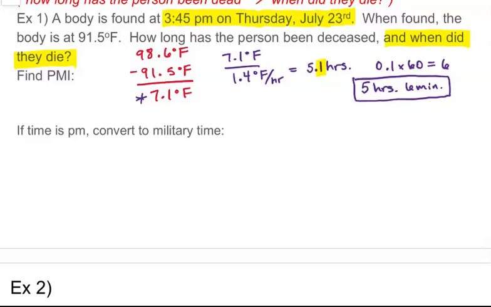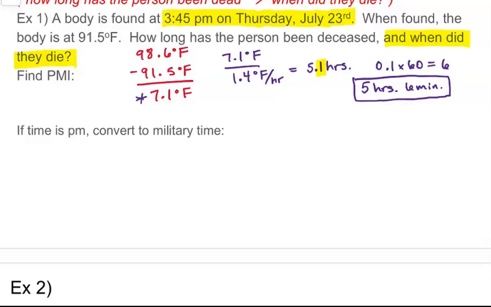It just means if you're past noon, well, actually it's if you're beyond 1 o'clock, 1 p.m., you just add 12 to that. So 1 p.m. would be 1,300 hours. And 2 p.m. would be 1,400 hours. You're just adding 12 if you're in the p.m. If you're in the a.m., it doesn't matter.